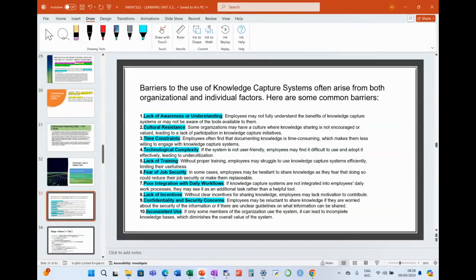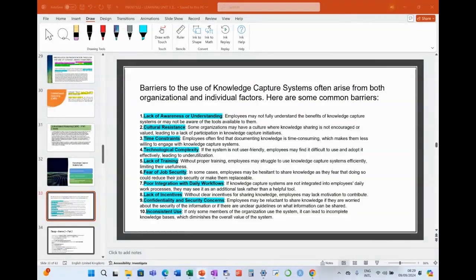Right. Then time constraints. At the end of the day, we're here to close a sale, to fulfill a contract, things that are obviously going to result in money coming in. So knowledge management or knowledge capturing is something that happens on the back end. You know, so it's not something that's going to immediately or directly generate income. So if we are pressed for time, this is one of those things that ends up falling on the wayside. Then technological complexities. The more complex the system is, the less likely people are going to capture stuff. The more user-friendly it is, the more likely they're going to capture stuff.